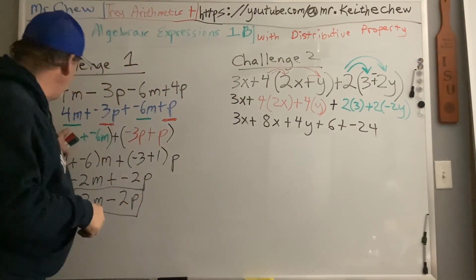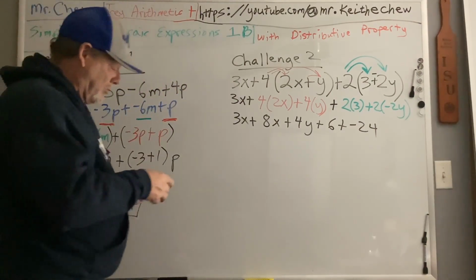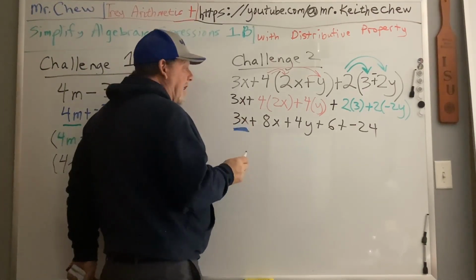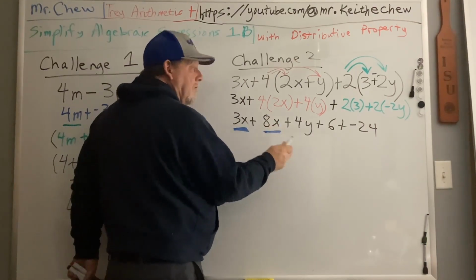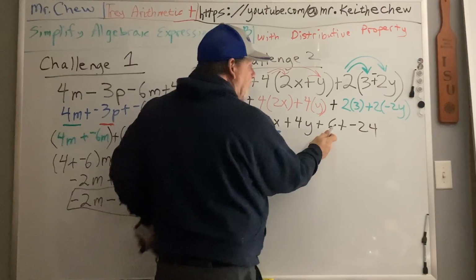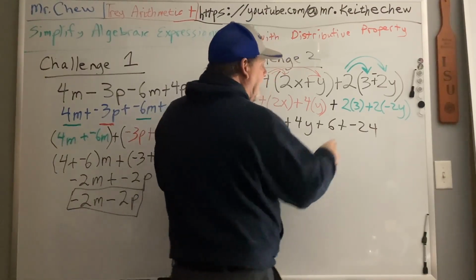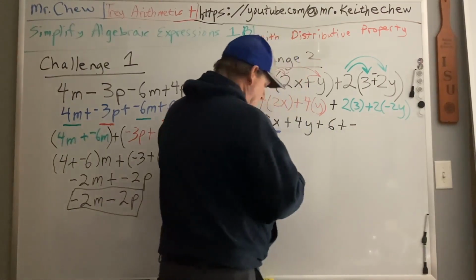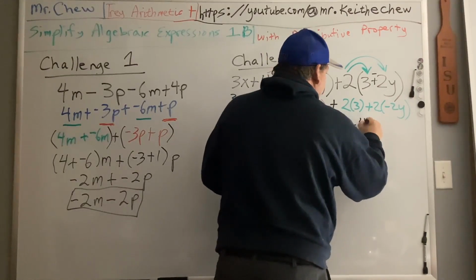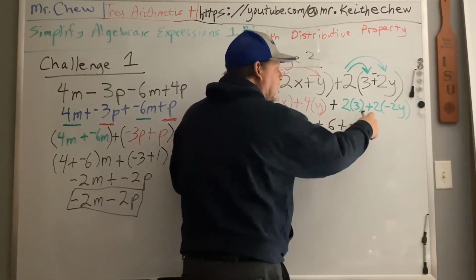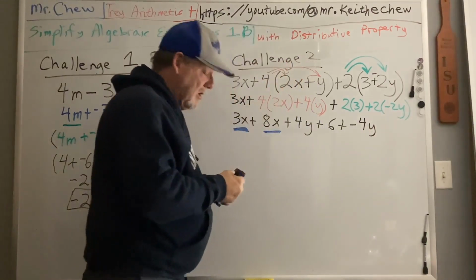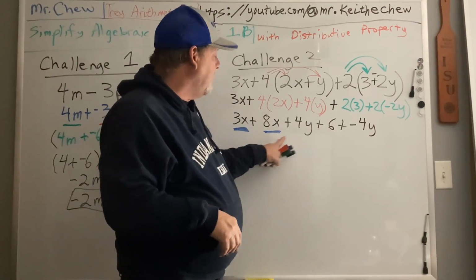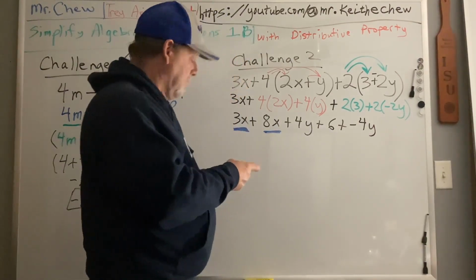All right, now just like we did here, we've got to go through and underline like terms. I've got a 3x here, so I've got terms of x. I've got terms of x here too. I don't have terms of x here. I don't have terms of x here. And this is 6, and this is negative 4y. See how 2 times 3 is 6, 2 times negative 2y is negative 4y. I believe I said negative 4y, I just didn't write it down. So I don't have an x here, I don't underline it in blue.